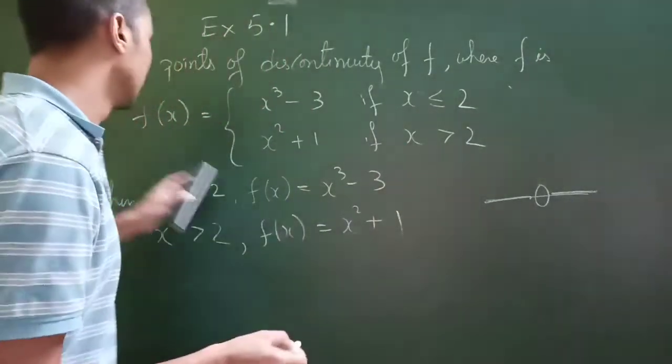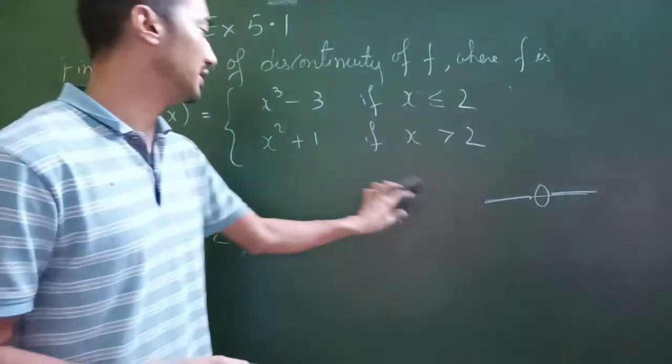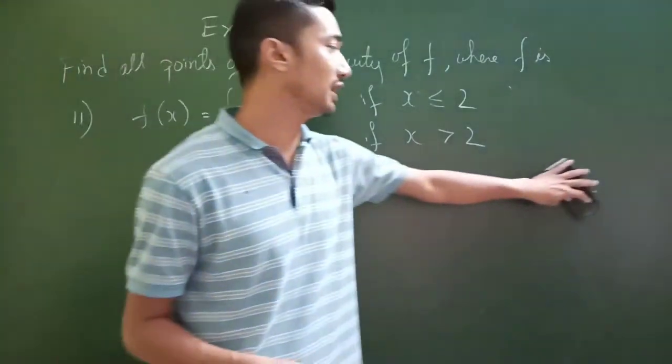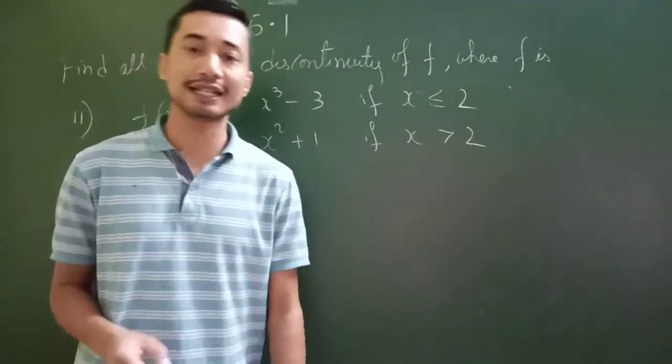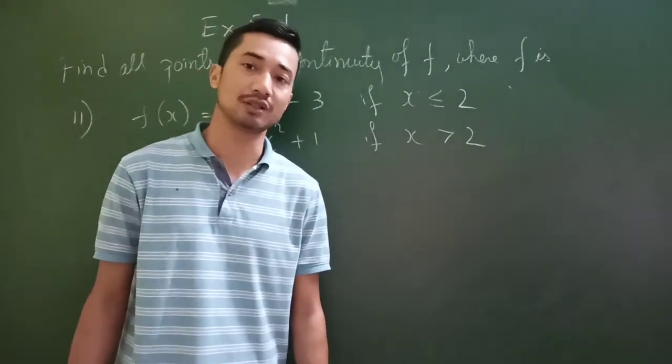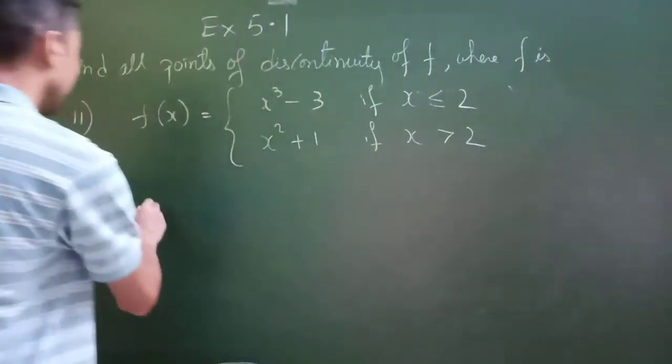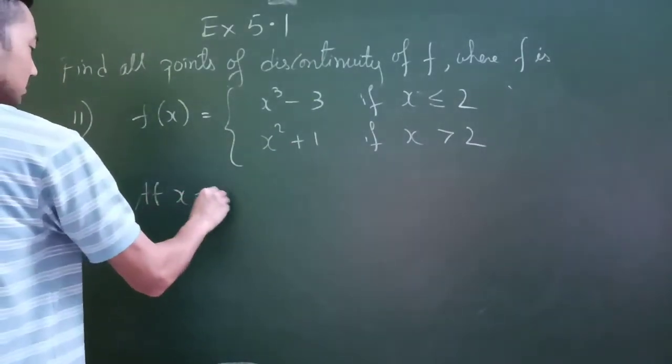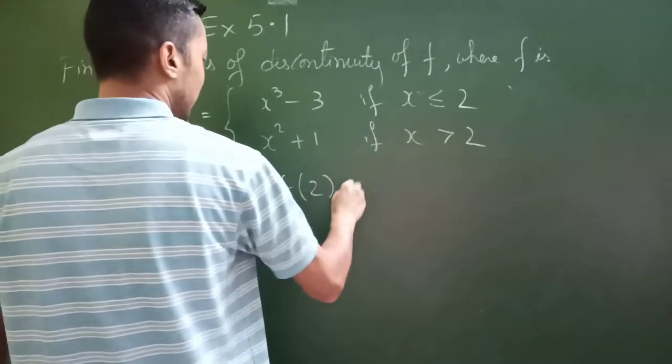So we check the continuity at x equal to 2. Now let's begin. So at x equal to 2, first let's find out the value at x equal to 2.